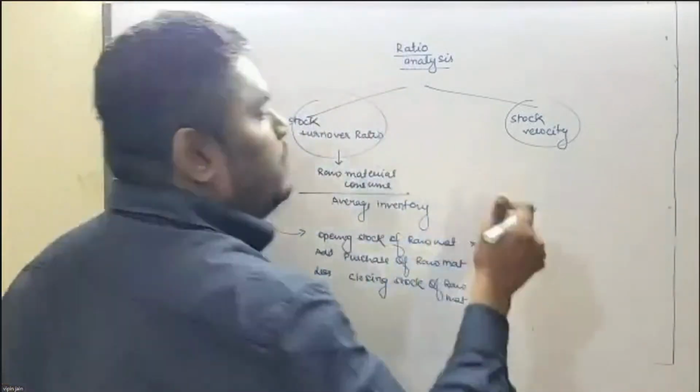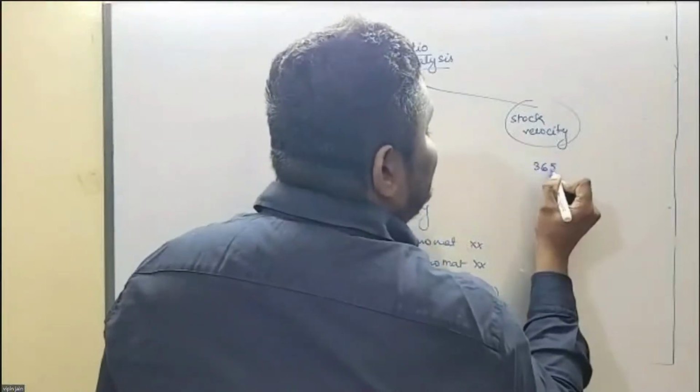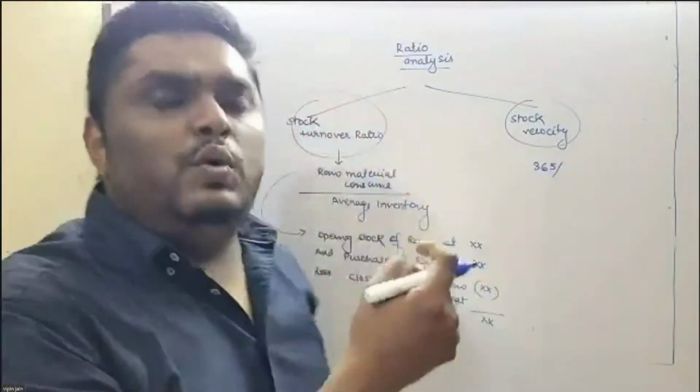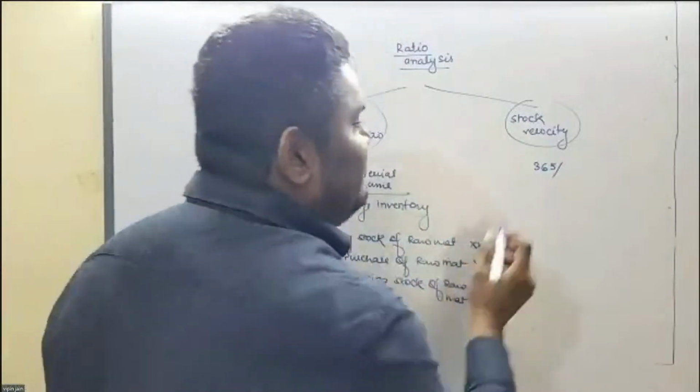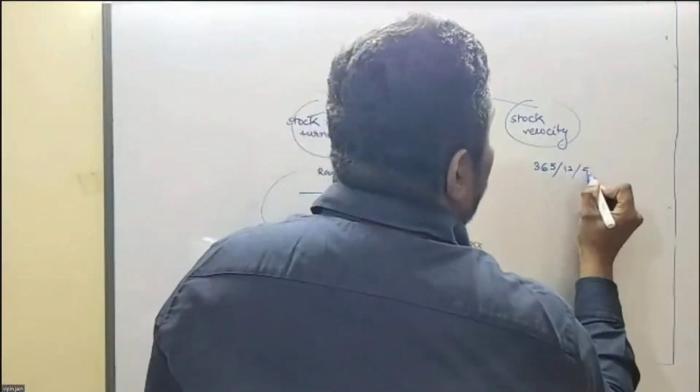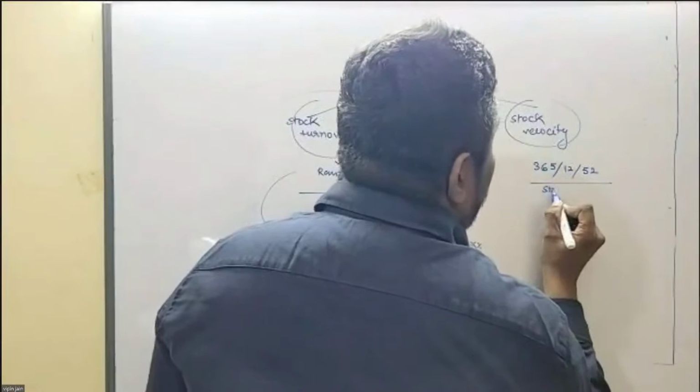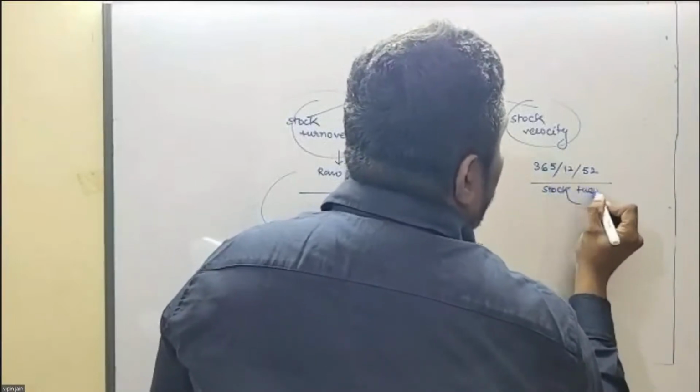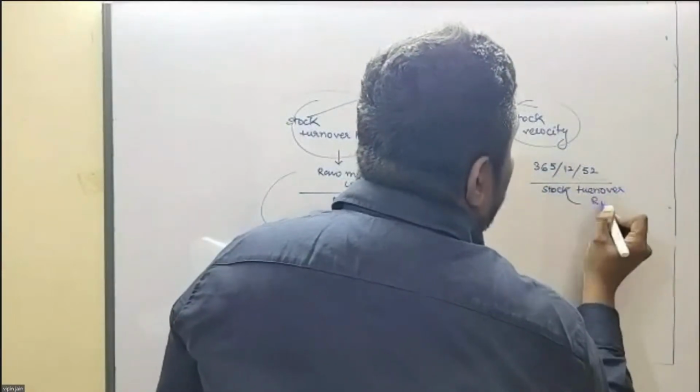When talking about stock velocity, very simple, guys, 365. If the examiner asks for the answer in days, then 365 days, or 12 months, or 52 weeks, divided by stock turnover ratio.